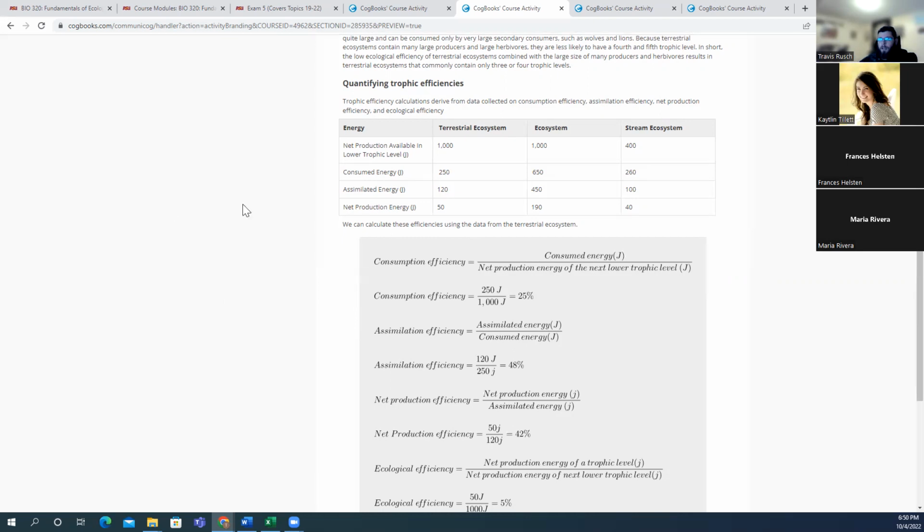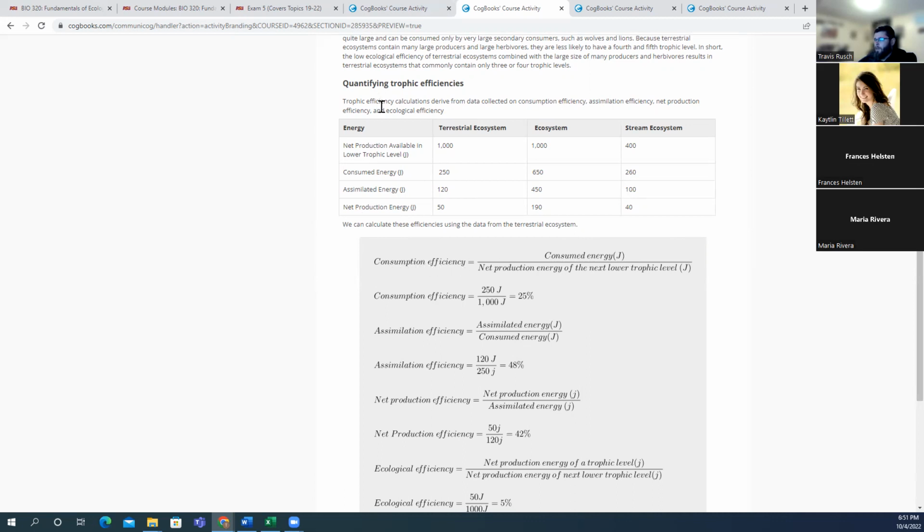I would agree that it should be pretty straightforward calculations if you have the equations written down and you know the order of the equations, right? Because say you just write down assimilation efficiency, but maybe you didn't write down one of the other equations, or you don't know how to get from one equation to the other. So go through this example in Cogbooks again, right? And we can walk through it together, pretty straightforward real quick.